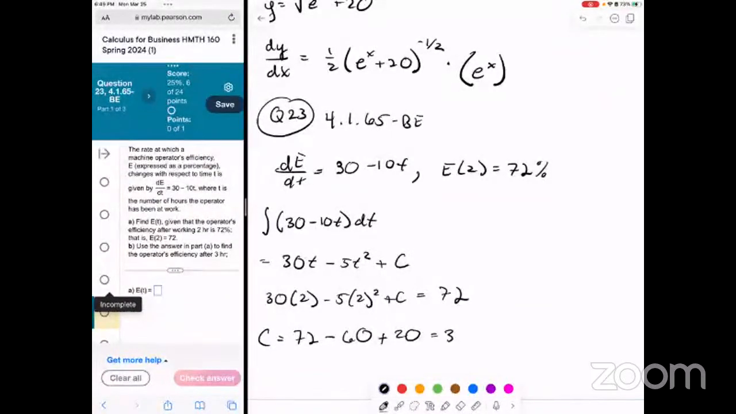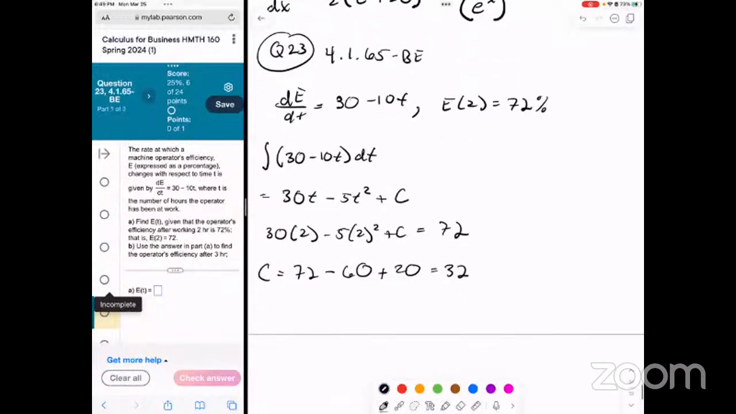Long story short, the E of t looks like it's right there. Let's do it like this: negative 5t squared plus 30t plus 32.